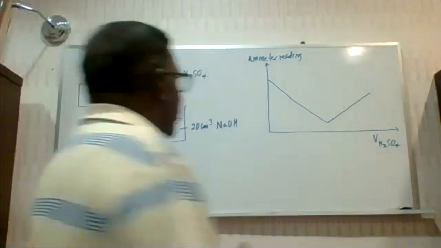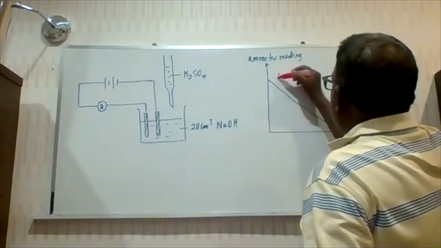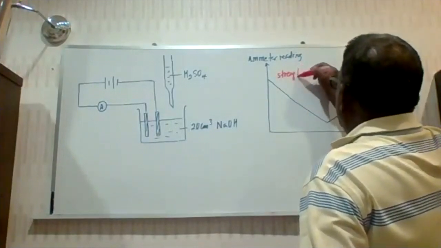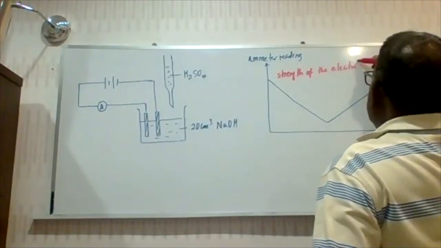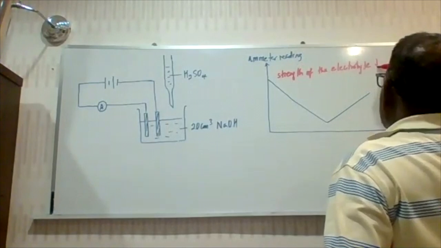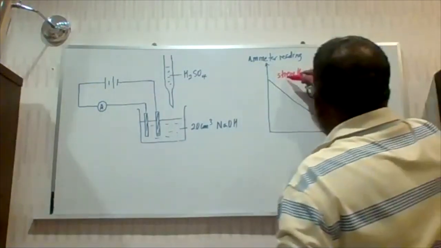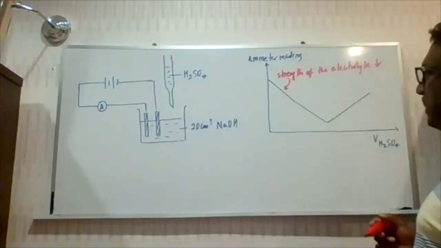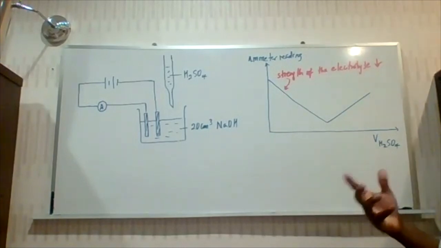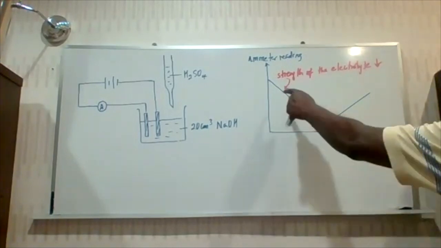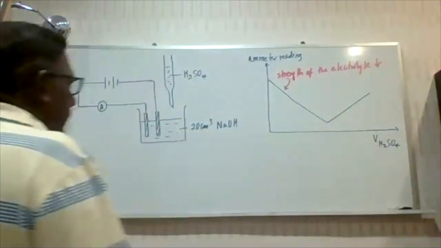So that means the strength of the electrolyte decreases. These are questions that can be asked. So this part of the graph shows the strength of the electrolyte decreases, and that's what that line shows. Now, why does the strength of the electrolyte decrease as sulfuric acid is added to the sodium hydroxide?